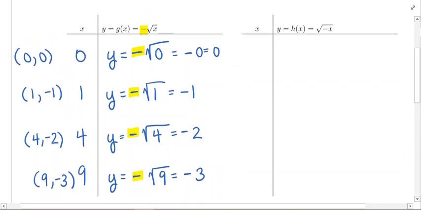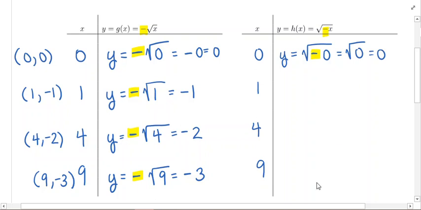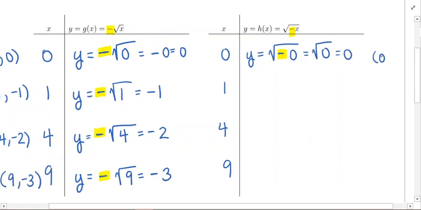If I use the same x values, things that I know the square root of, so I just use 0, 1, 4, and 9 for part B, if I use these same x values, look where the negative sign is. Now it's on the inside. So let's see what happens. If x is 0, we're going to get that y is equal to the square root of negative 0. Order of operations says you need to simplify what's underneath the square root first. So negative 0 is 0, and you'd be taking the square root of 0, that's just 0. So this graph is also going to go through the origin.